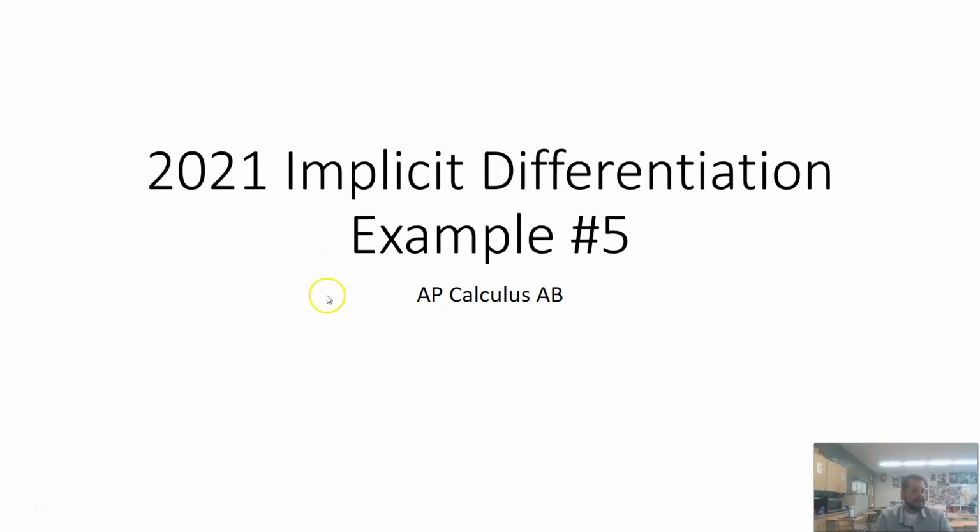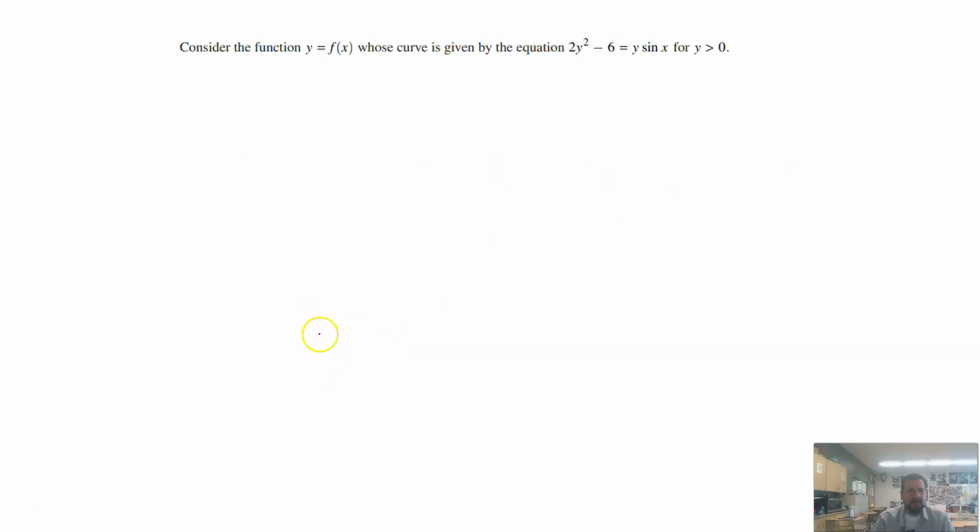Okay, so what we're looking at here is an example from the 2021 exam of an implicit differentiation problem. And they seem to be putting these on the exams more and more, so this is a good one to look at. Hopefully everything makes sense as we go through it. So let's just jump right in.